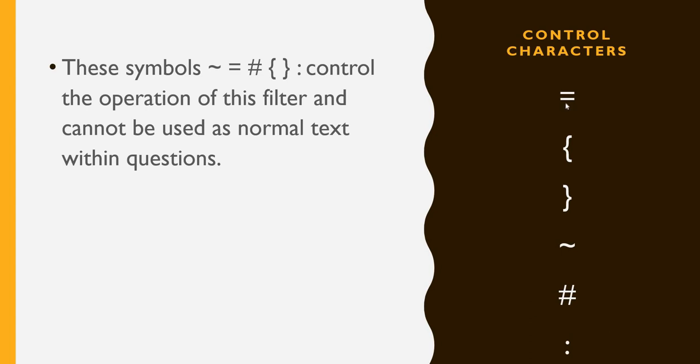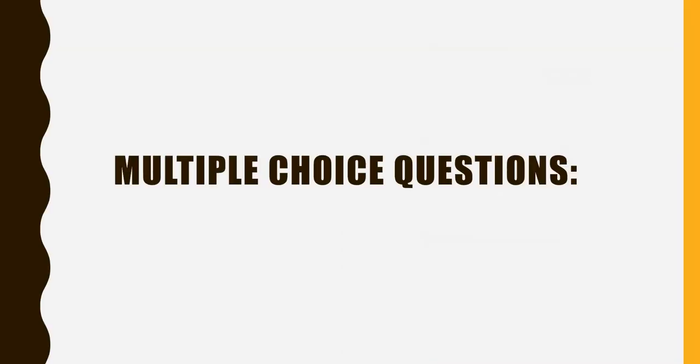Let us say you have a question, 5 plus 5 is equal to how much? There you are using the is equal to symbol, which you cannot use now. You can use it but with a little change. I'll show you how. So please remember, these are the control characters. These symbols control the operation of this filter and cannot be used as normal text within the questions. Okay, let's move on.